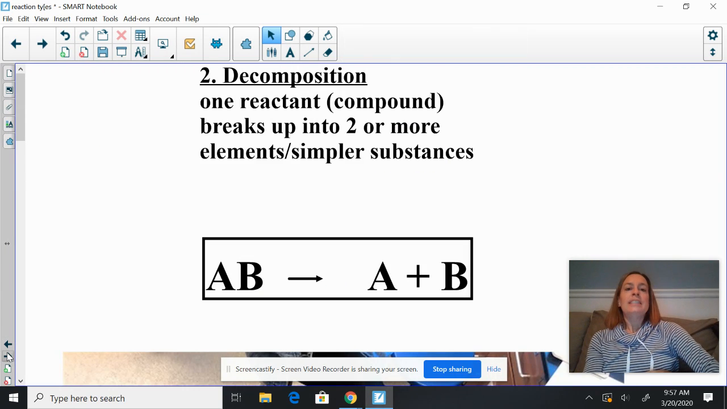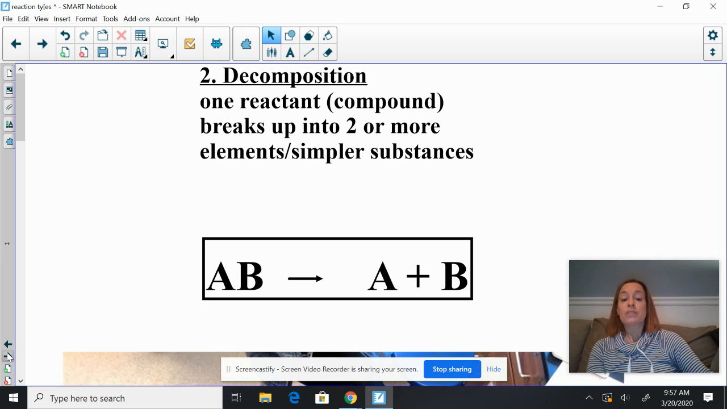We then looked at decomposition reactions. Decomposition reactions are the complete reverse of a synthesis reaction. That is, we're starting with just one reactant, and it breaks down into 2 or more simpler substances. You did a worksheet on that. I have posted the answers to Google Classroom, I guess it was last week or so. Hopefully you had a chance to look at those.